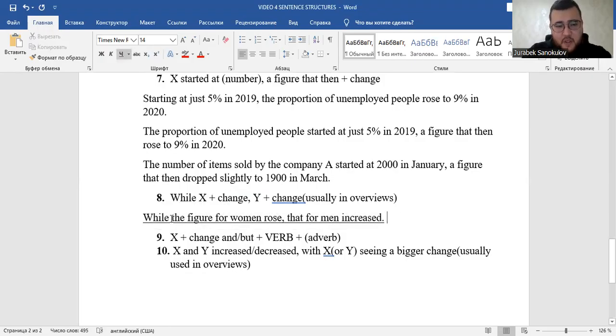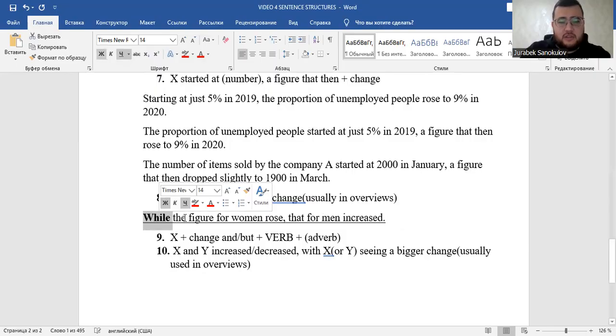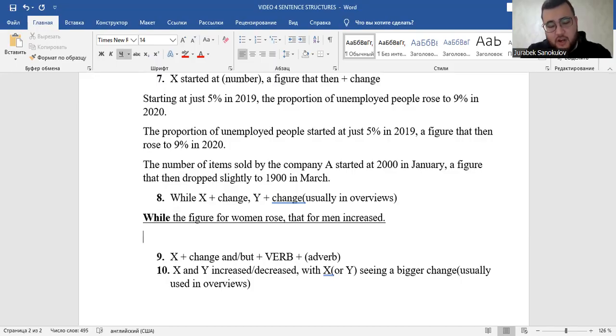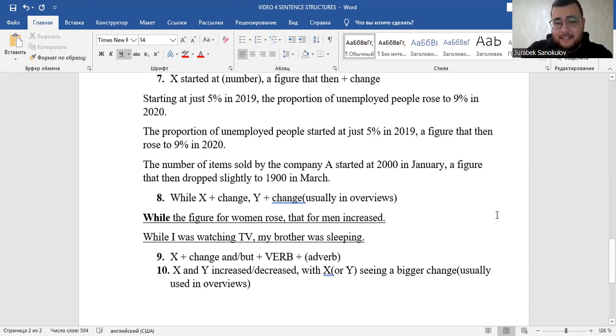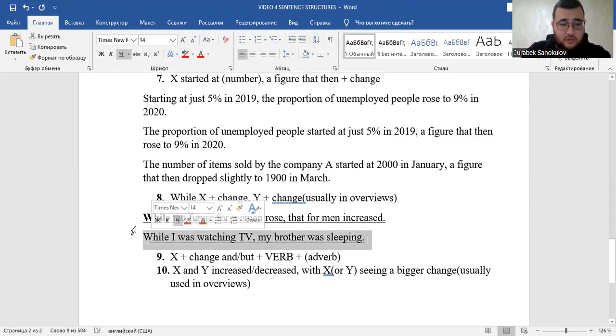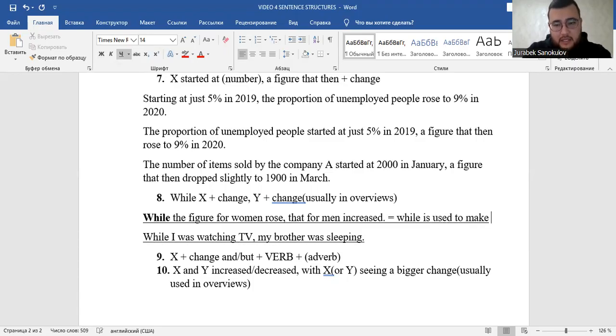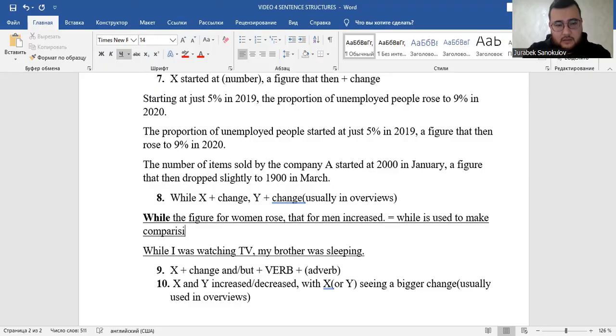Now I will explain this. While here is used to make a contrast or comparison, you can use it all the time, but that does not mean this sentence structure is very different from this one. While I was watching TV, my brother was sleeping. That's a very different sentence to this sentence. Here while is used to make comparison, basically contrast.